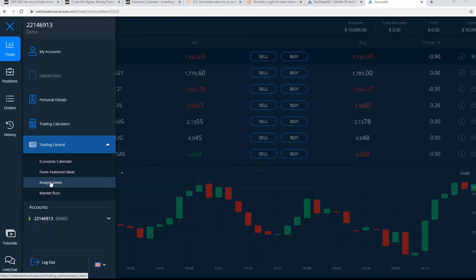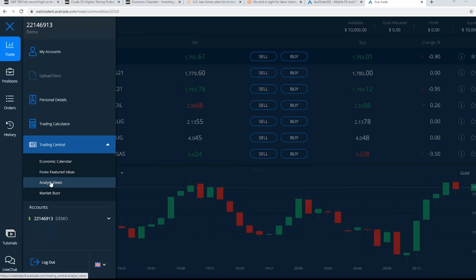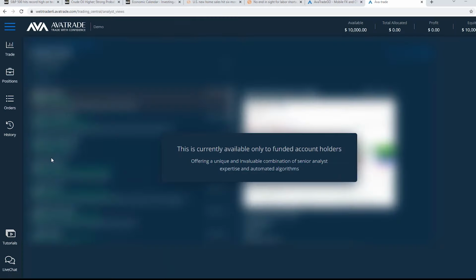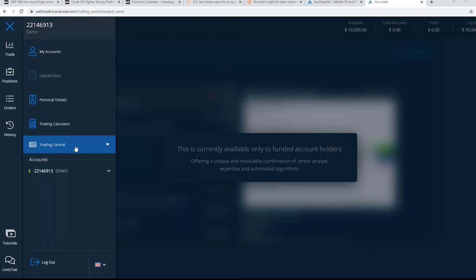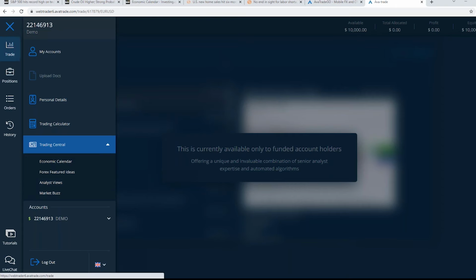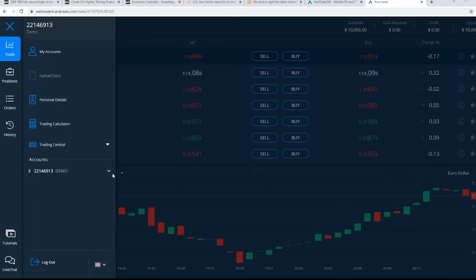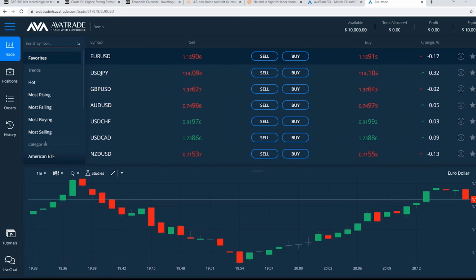You get free signals and they're time-stamped. They give the rationale behind everything. I'm on a demo account, so it's not popping up. You'd want to be on a live account to use that feature. And then also Market Buzz is another one. If you click on Market Buzz, here I can switch to a live account very easily. If you have a live account, a real account, you can look at all these different features. Market Buzz brings up articles on the most trending stocks.